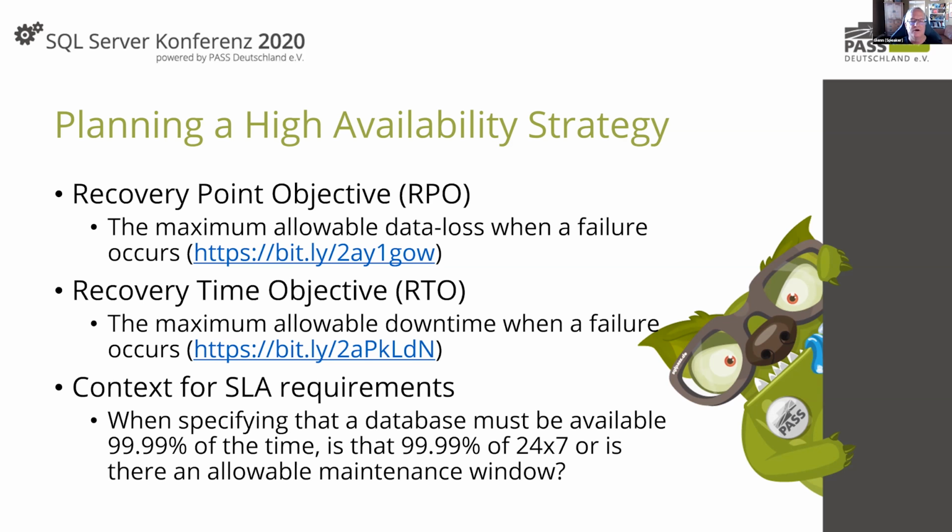And then the other one, RTO, is if something bad happens, how long does it take you to recover from that? So if you lose a server, do you have a replacement server just sitting there or do you have to order one from Dell? Do you have another thing you can fail over to?